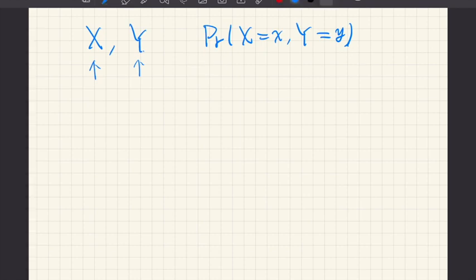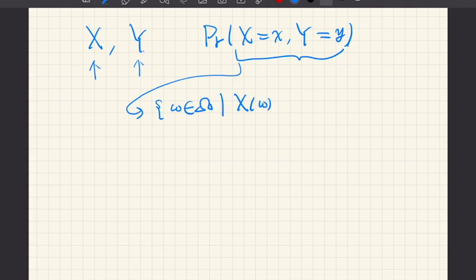So again, what this really means is the subset of omega such that x of omega takes the value of x and y of omega takes the value of y. Okay?